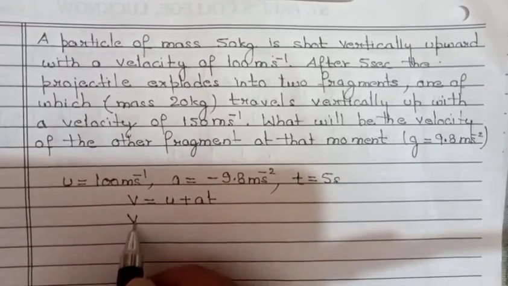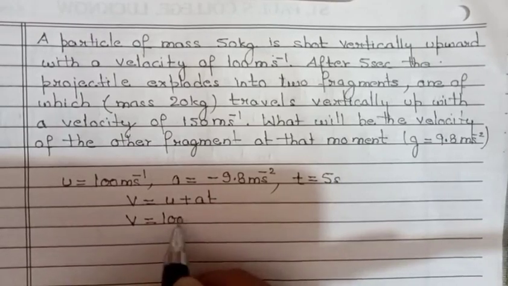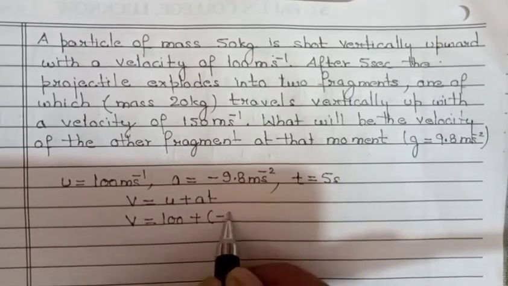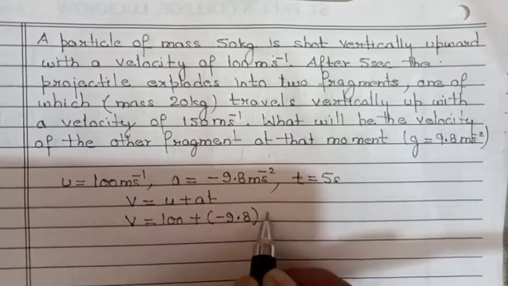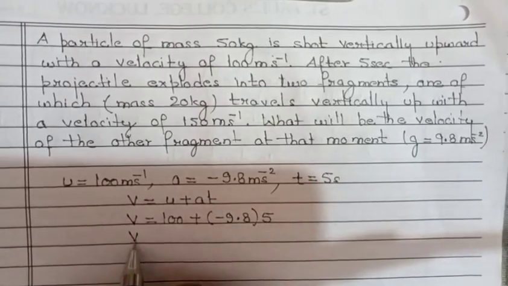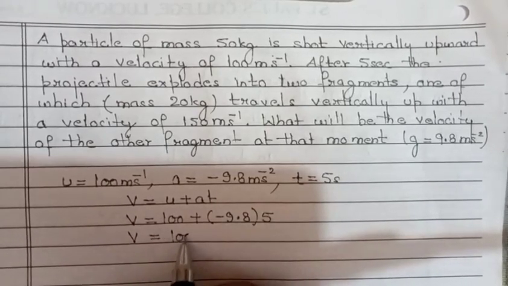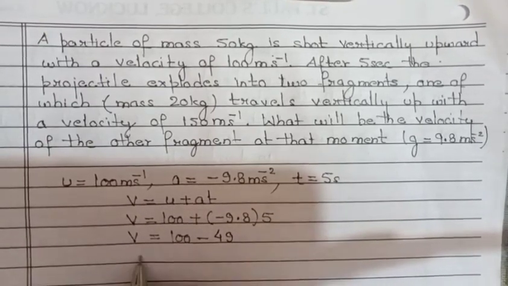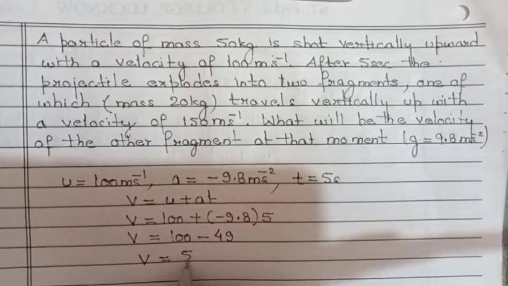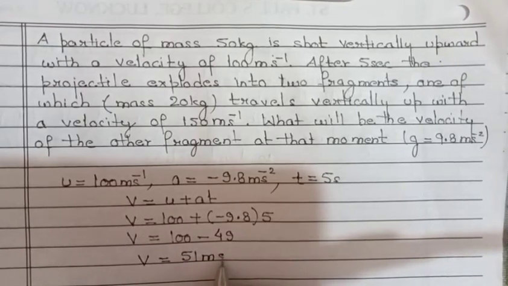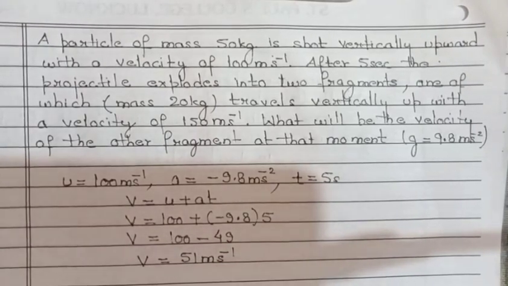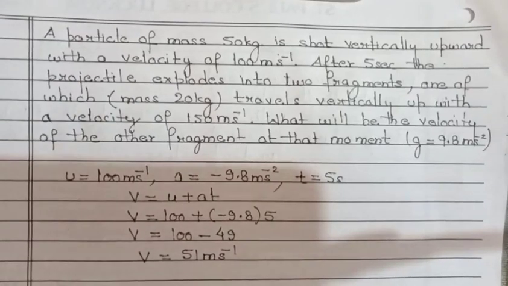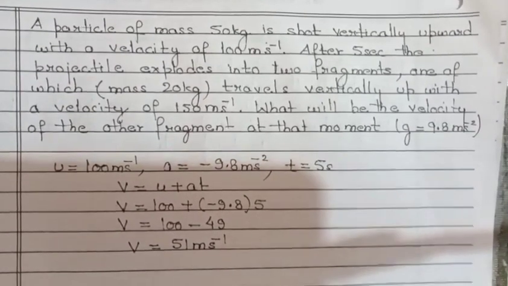So here u is 100, a is negative 9.8, time is 5. So we are getting v is equal to 100 minus 49. So v is equal to 51 meter per second. So this is the velocity when it explodes. So we can see it like this.